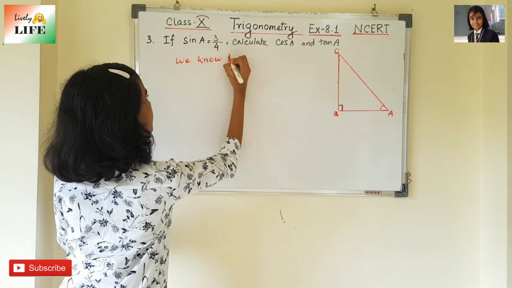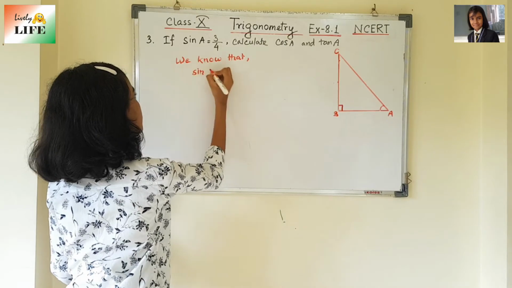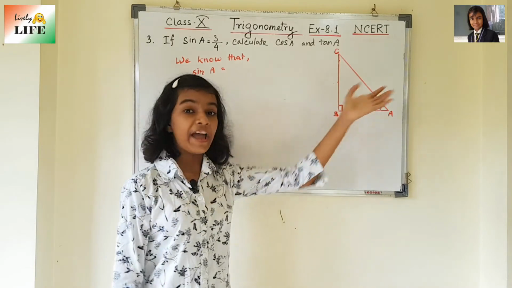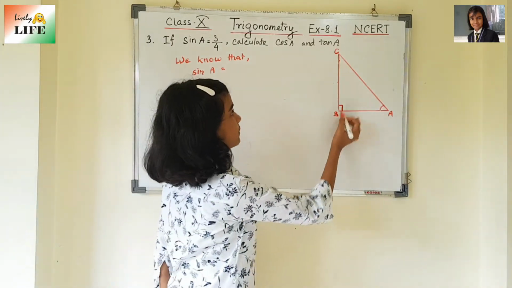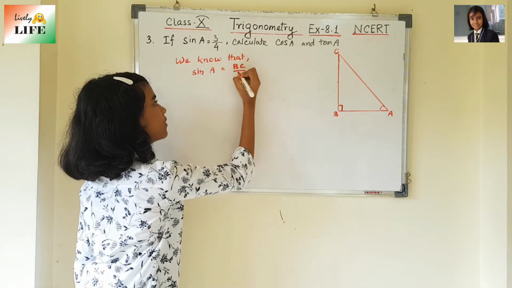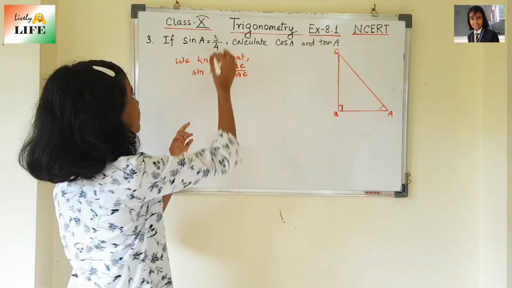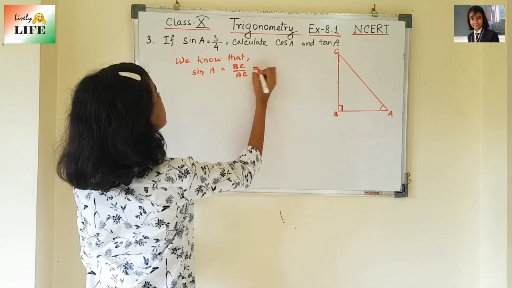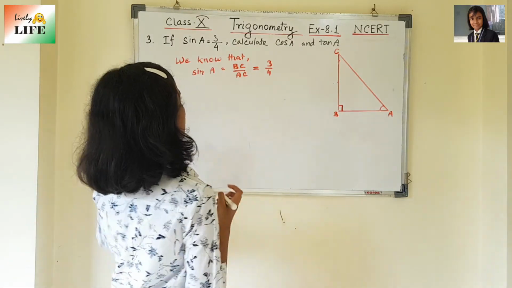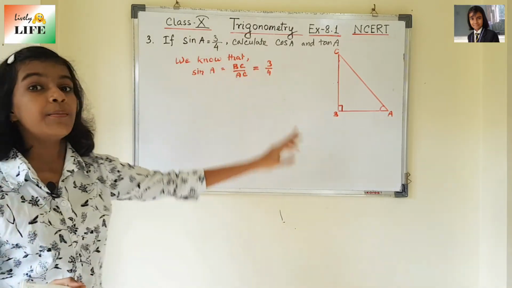So first, what is sine A? Sine A is perpendicular by hypotenuse, right? So what is the perpendicular? BC by AC. Right? BC by AC is sine A. And we know that sine A is also equal to 3 by 4. Right? So from here, we are going to say that let BC be 3k and AC be 4k.